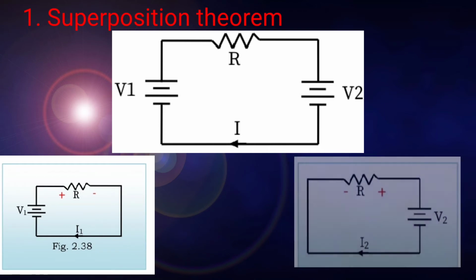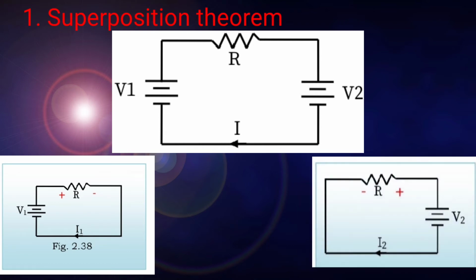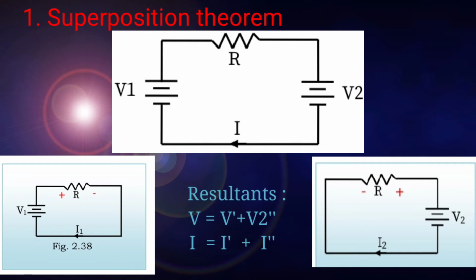Okay, that is the theorem, and finally we are going to consider the resultant to be the sum of each source acting independently. We need to consider it as the result. That is the superposition theorem.